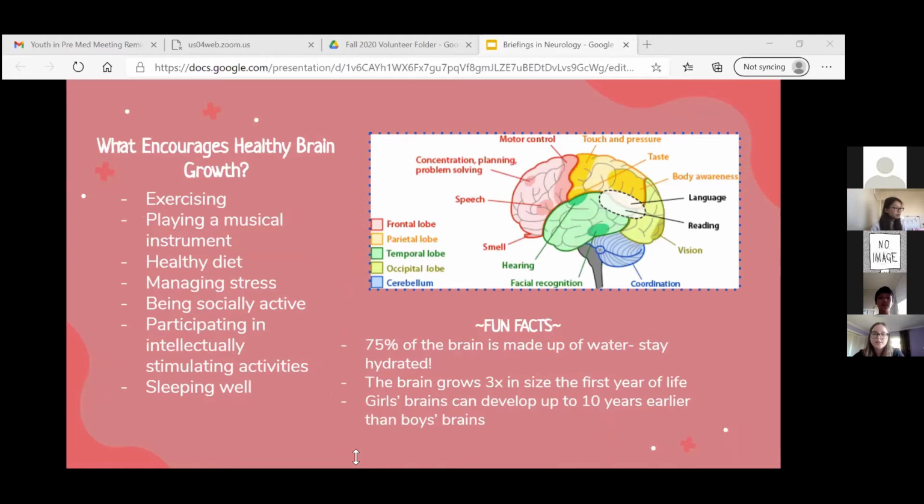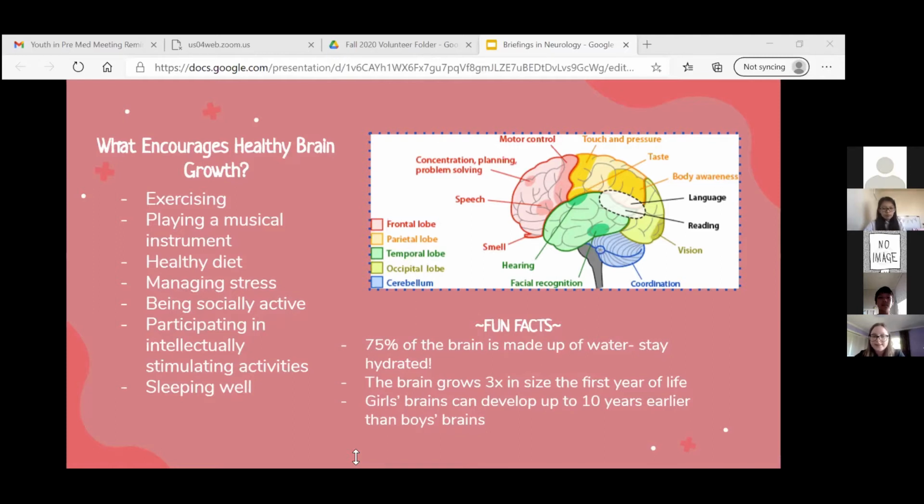So it's important to encourage healthy brain growth as early as possible. Some things we can do include exercising and playing sports, playing a musical instrument which helps with memory, and eating a healthy diet to give your brain all of the nutrients it needs. Some other things include managing stress levels, being socially active, participating in intellectually stimulating activities, and sleeping well.